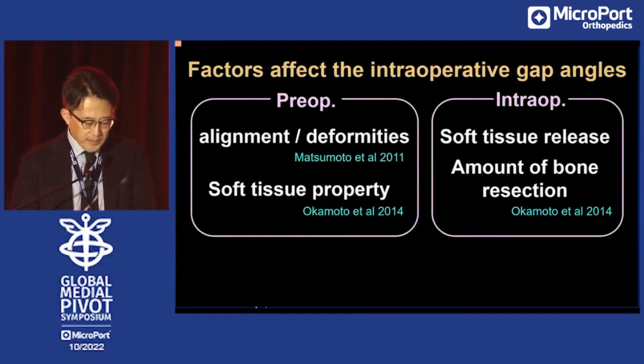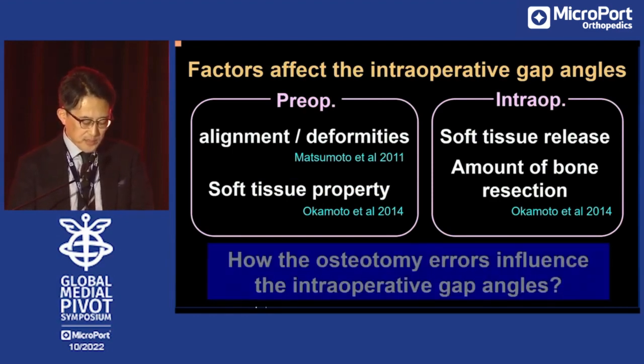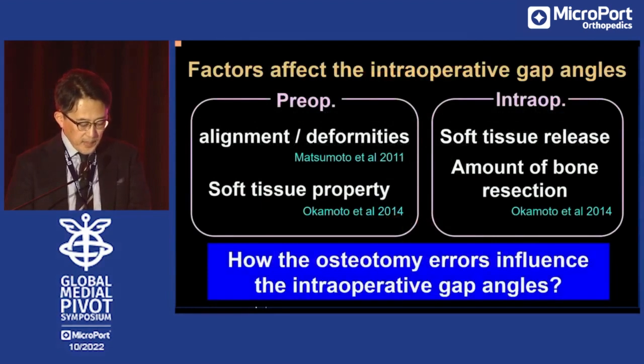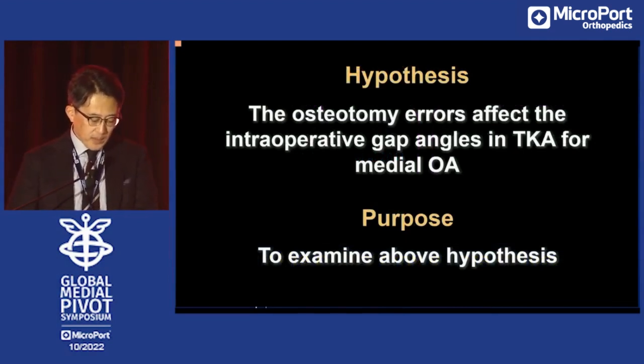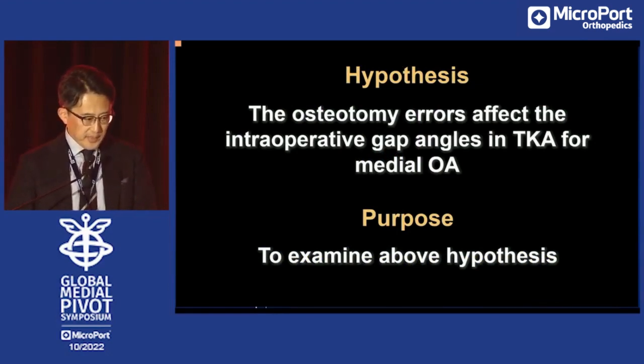Regarding the factors that affect the intraoperative gap angle, preoperative factors consist of alignment, deformity, and soft tissue property, and intraoperative factors consist of soft tissue releases and amount of bone resection. However, it has not been clear how the osteotomy error influences the intraoperative gap angle. So we hypothesized that the osteotomy error affects the intraoperative gap angle in TKA for medial OA, and examined this hypothesis in this study.